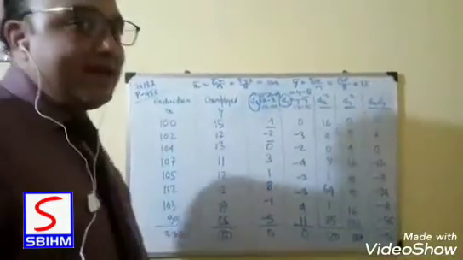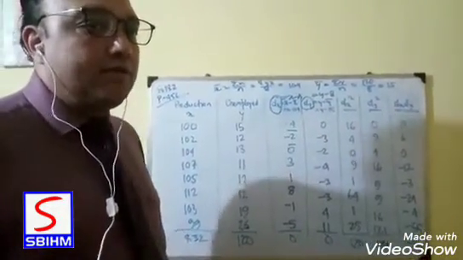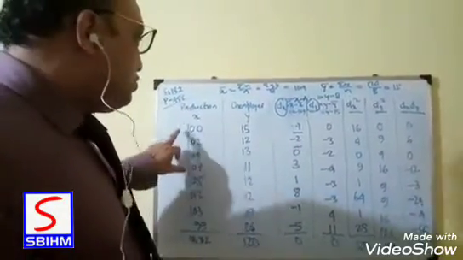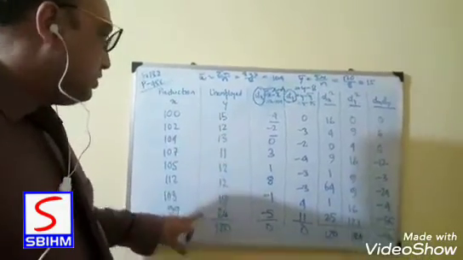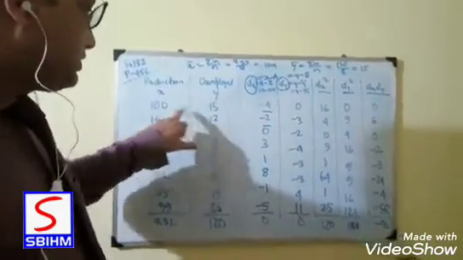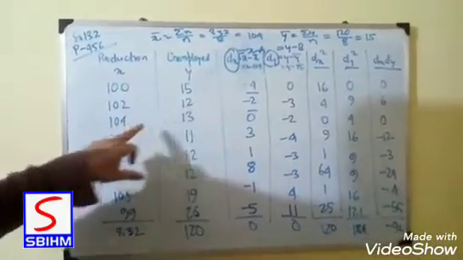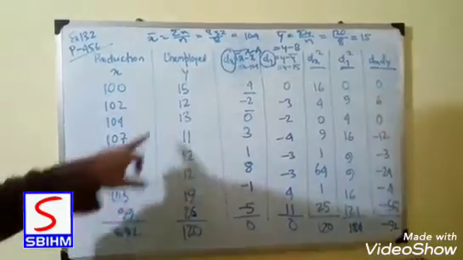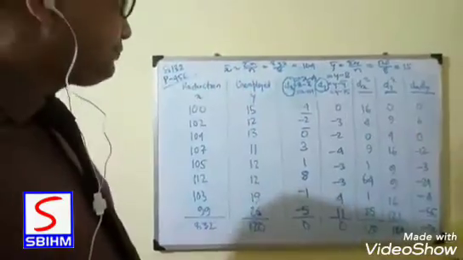Here two variables are given, production and unemployment. How is production related to unemployment? Different values of production and their corresponding values of unemployment are given. When the production was 100 lakhs, the unemployment was 15 lakhs. When production was 102, it was 12 lakhs. When production was 104, it was 13 lakhs. Like this, for each of the values of x, the corresponding values of y are given. We have to find the correlation coefficient between x and y.